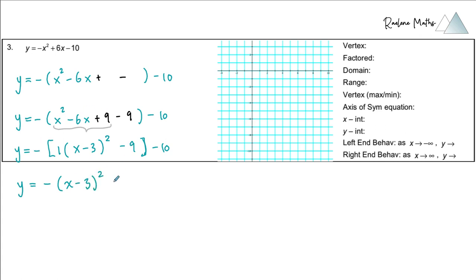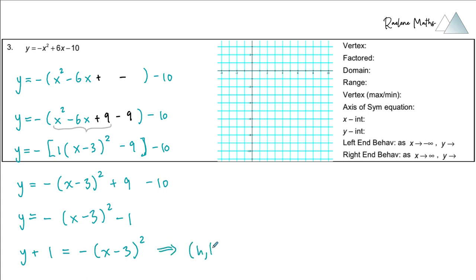Negative 1 times negative 9 is positive 9, but this negative 10 is not inside the square brackets to be multiplied by negative 1, so we don't actually change the negative 10. And so we end up getting y equals negative times x minus 3 quantity squared plus 9 minus 10, which is negative 1. And I like to rewrite so my transformations are on the same side as the variable that they affect.